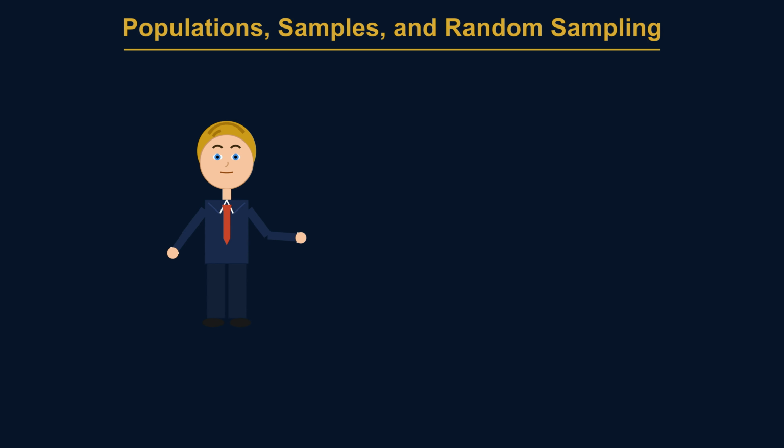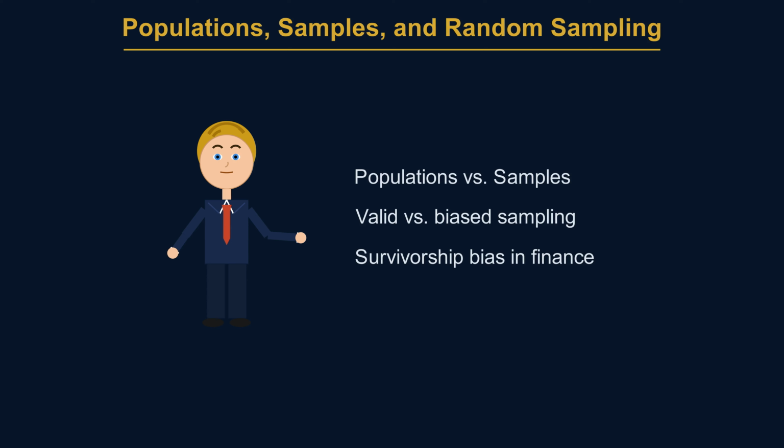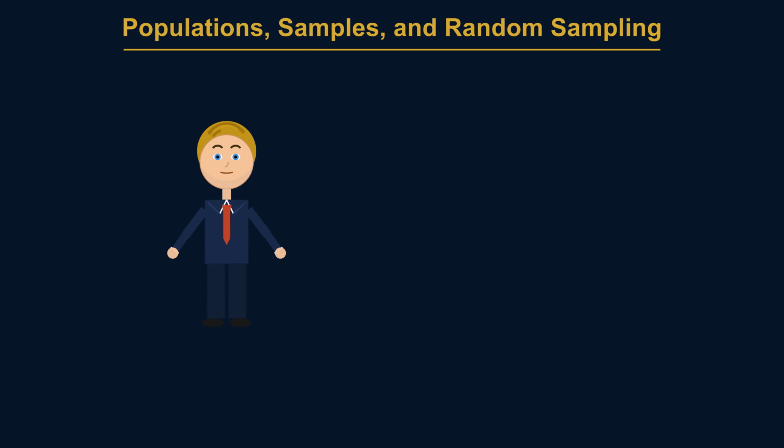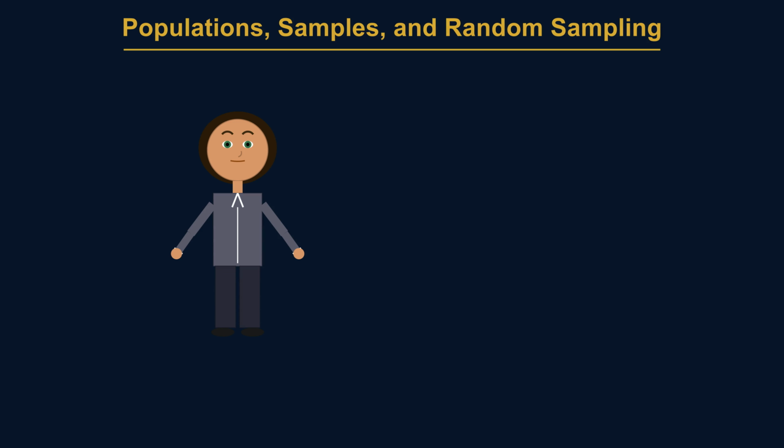In this video, we're going to be covering the foundational ideas that the entire module rests on: population and samples, what separates a valid sample from a biased one, and a specific type of bias that shows up constantly in financial data. Throughout this module, we're going to be following a character named Bess.